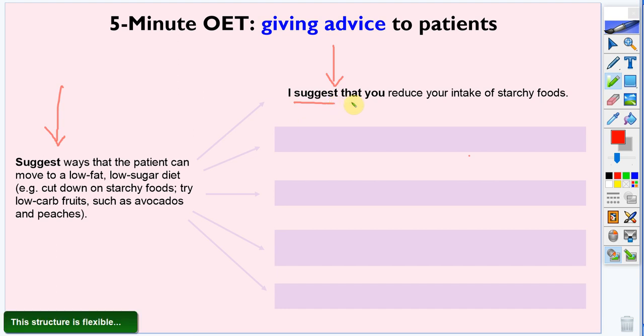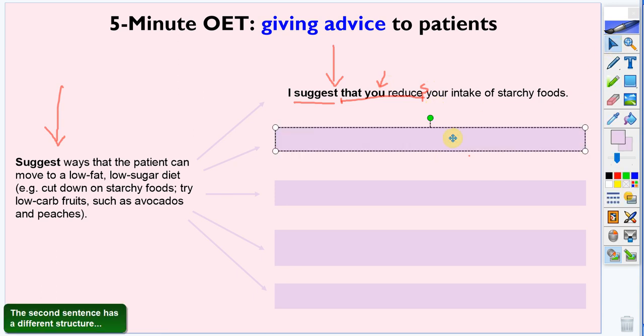This structure is flexible because you can change the pronoun. For example, I suggest that he, or I suggest that we. Remember, if you use he, she, or it, you should add s to the verb.